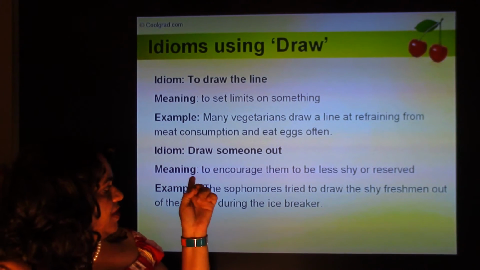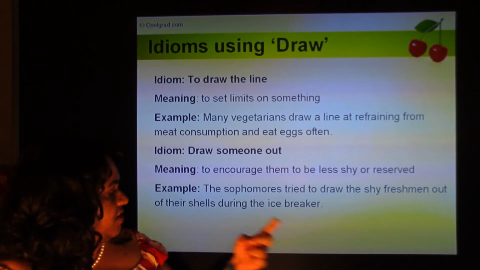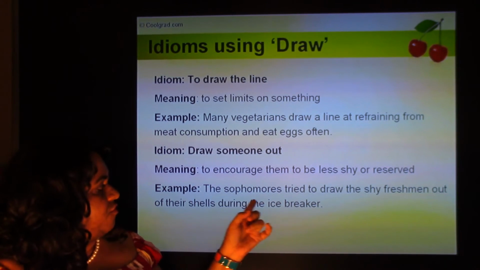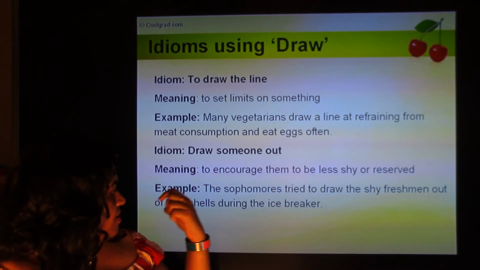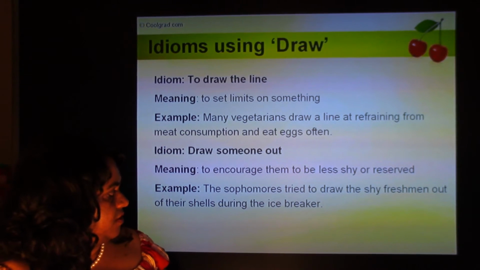And draw someone out means to encourage them to be less shy or reserved. Example: the sophomores tried to draw the shy freshmen out of their shells during the icebreaker.